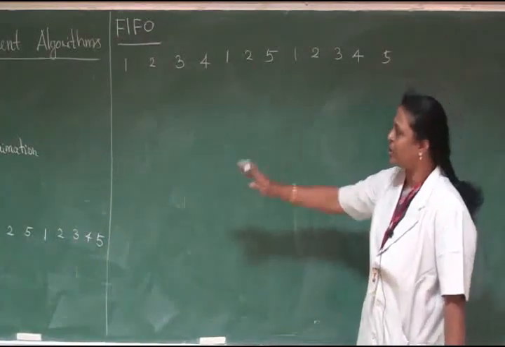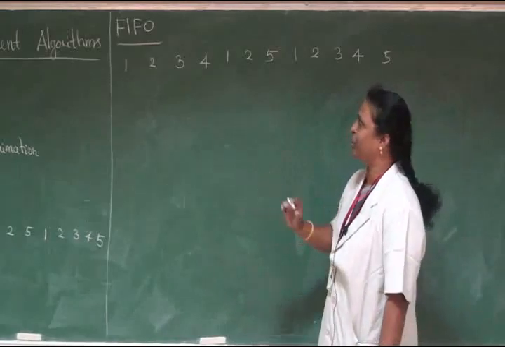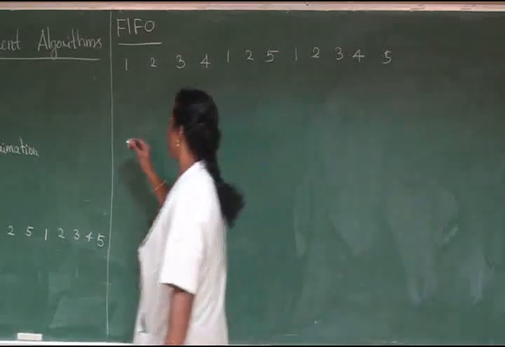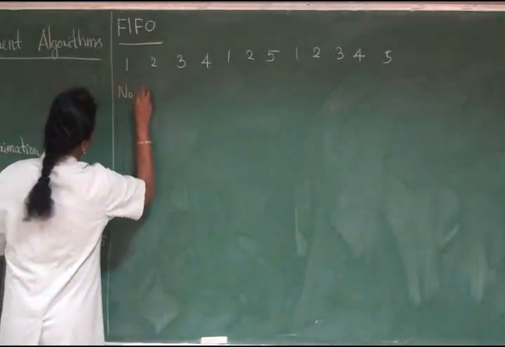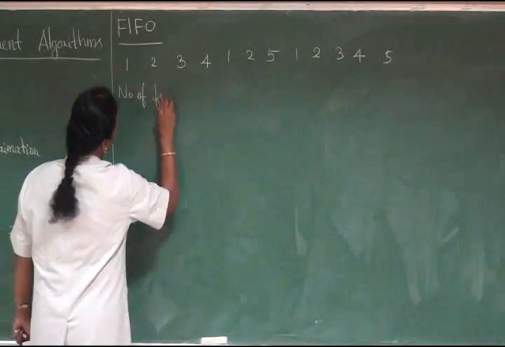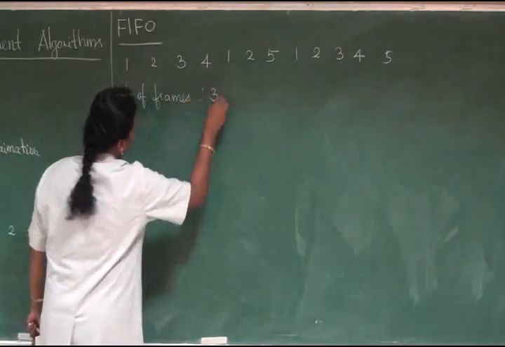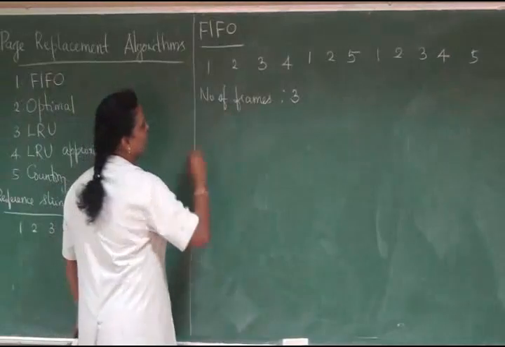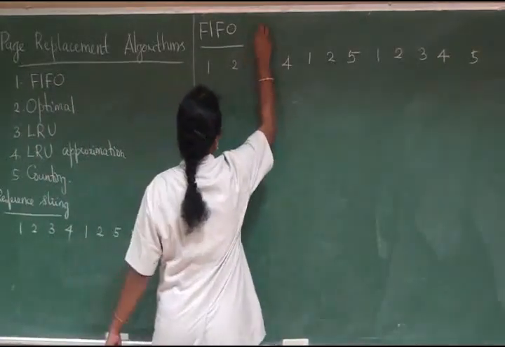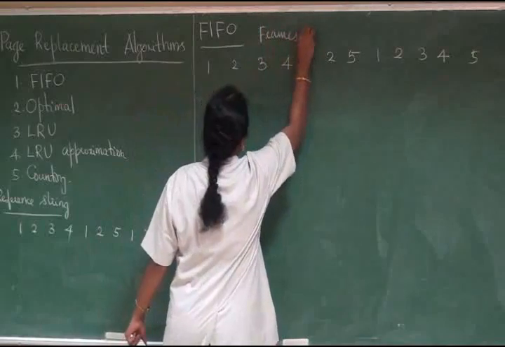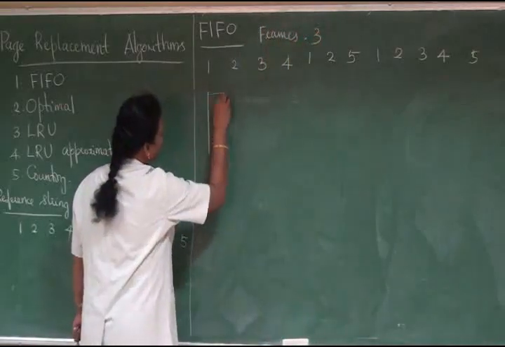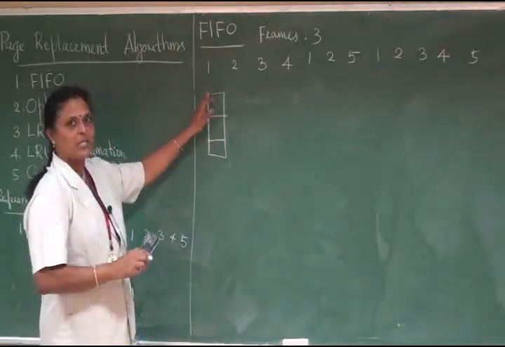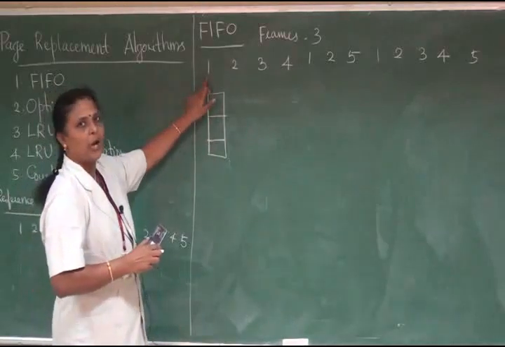So let us assume that for this particular process, the memory allocated, or the number of frames allocated, is 3. So by using only the 3 frames, this process has to complete its execution. Initially, this particular process execution will be started, and it will try to access page 1.